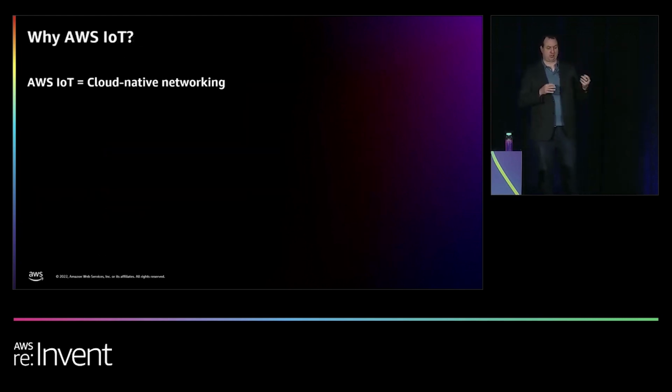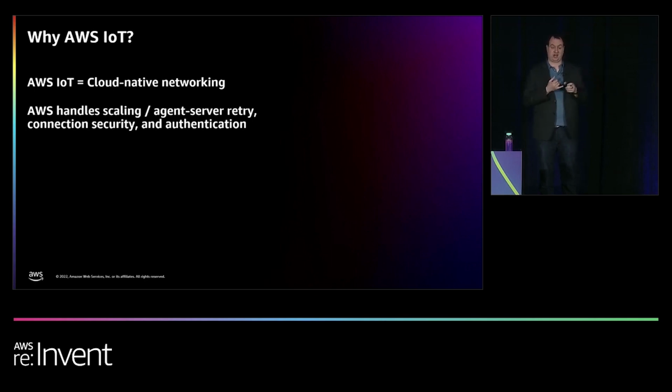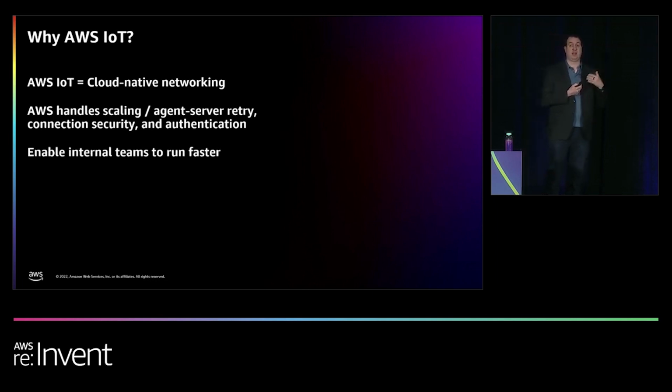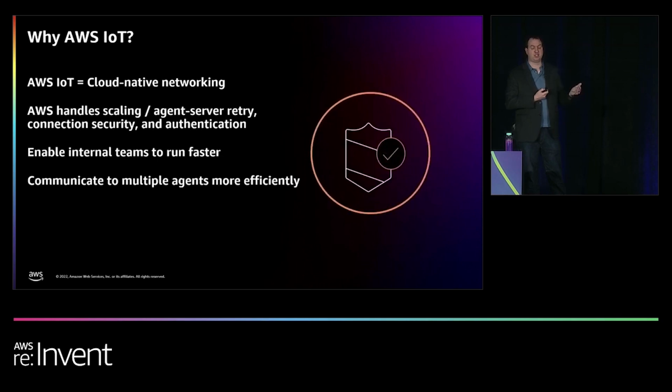So if I go to why, just to close that out, AWS IoT, we view it as cloud native, so it's been very good for scalability for us. Like I said, they handle the scale, the agent server retry, the connection security, the authentication of the agents. All of that's been offloaded to AWS IoT instead of us having to manage that inside of our application. We've enabled our internal teams to run faster, which means we can then build new security value, our core competency, and provide more value to delight our customers with more security value, like I said, our core competency. We also can communicate with more agents efficiently.